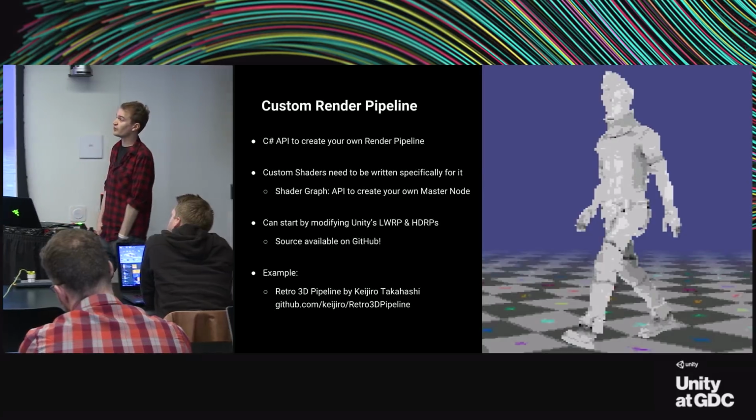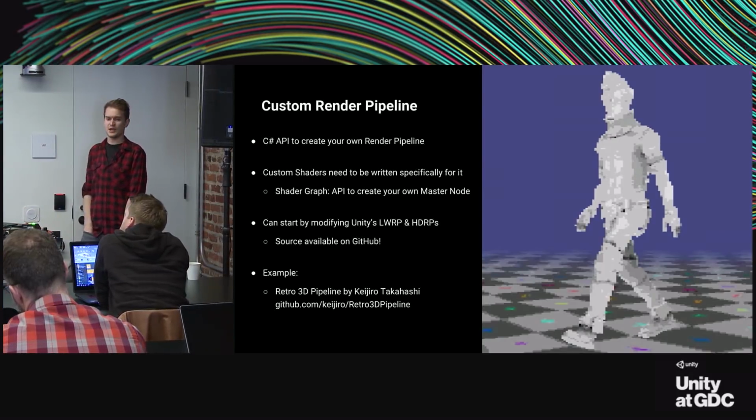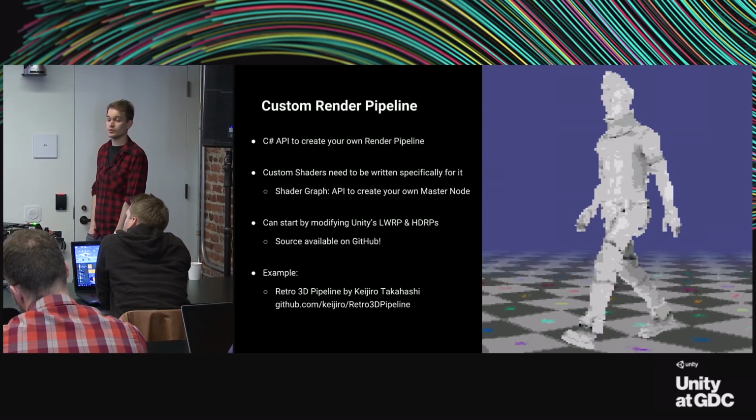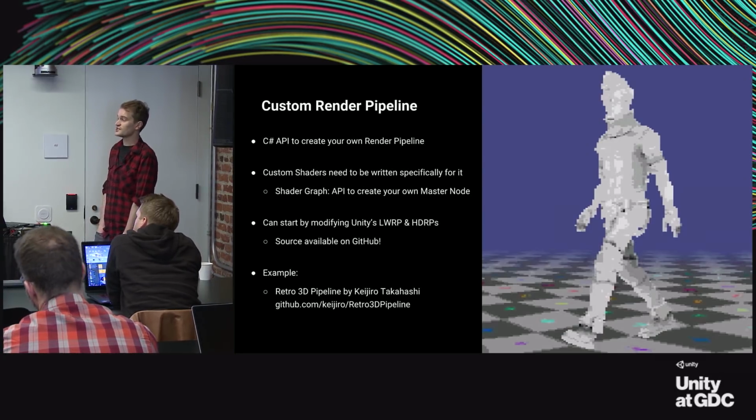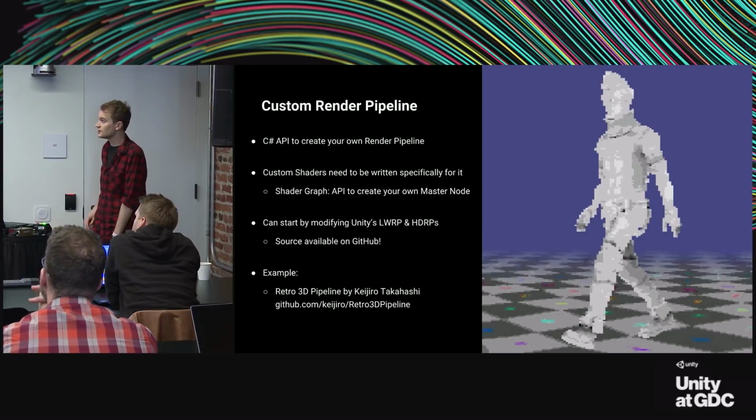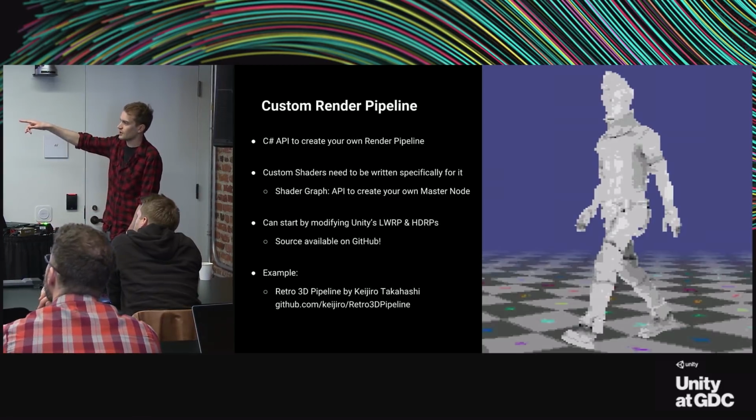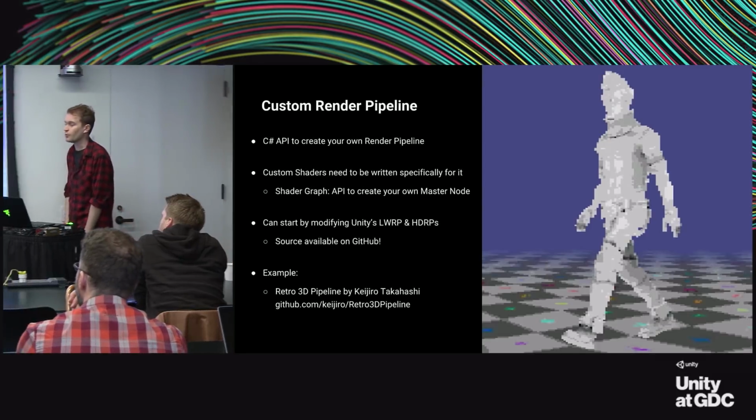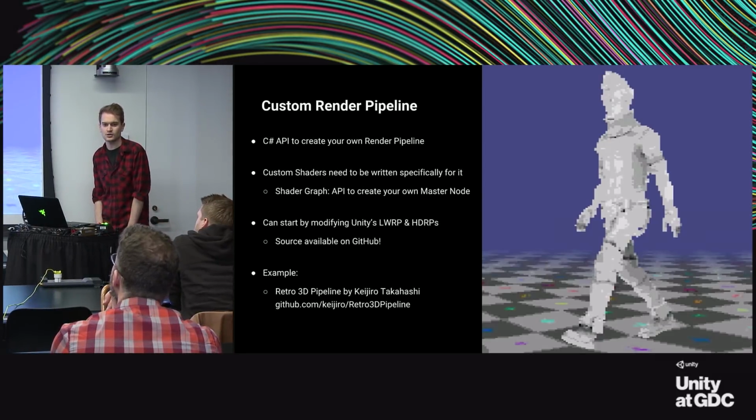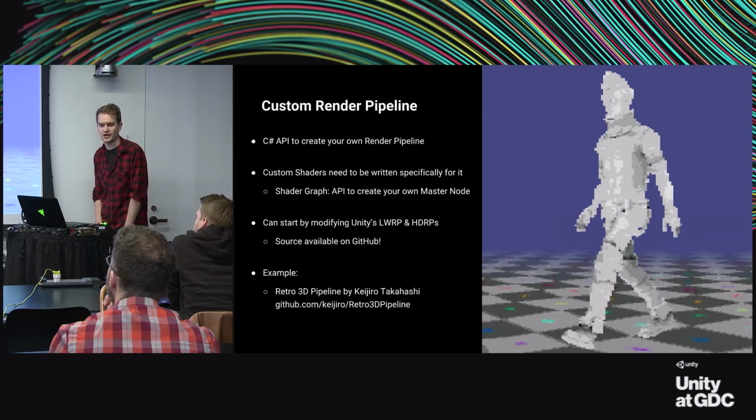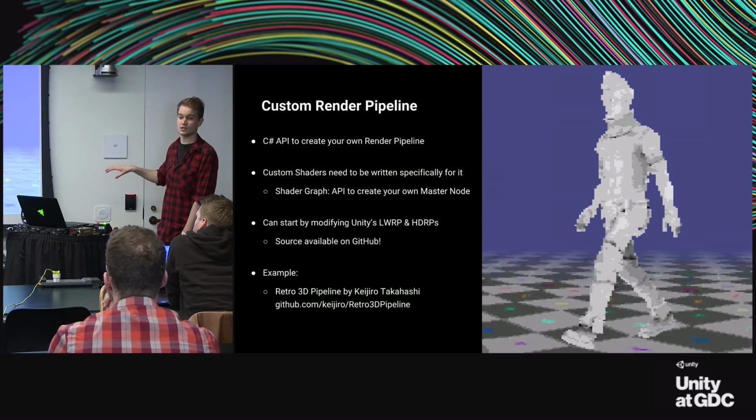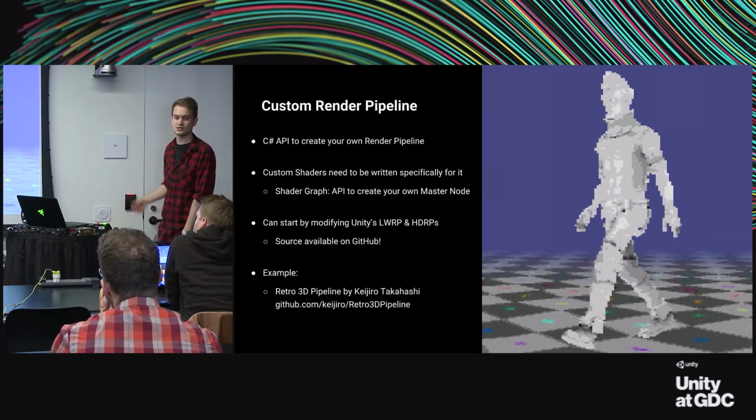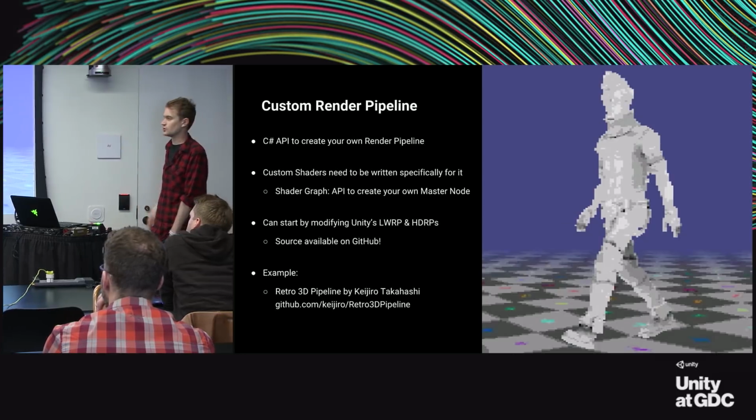Next one is the custom render pipeline. This is basically your own scriptable render pipeline, and you use the C# API to create your own render pipeline. Custom shaders need to be written specifically for it. And Shader Graph, actually the slide lies. There will be an API to create your own master node. I don't think there currently is one. When I asked the devs, they said there is one, but they need to tidy it up a little bit. So if you write your own render pipeline, you should be able to write your own master node in Shader Graph, because you can script your own nodes into the system to export shaders to your own render pipeline.